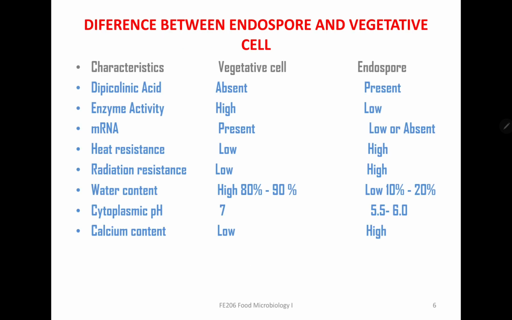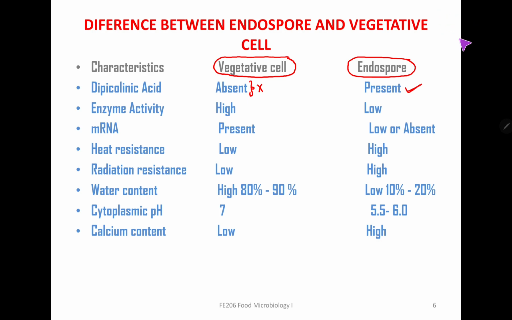Fine. If we compare one vegetative cell and endospore, the endospore is a suspended cell only. What will be the similarities and differences? Let's see. Dipicolinic acid is an amino acid which forms as an intermediate of lysine. In the vegetative cell, this dipicolinic acid is absent, but in the endospore it is present.